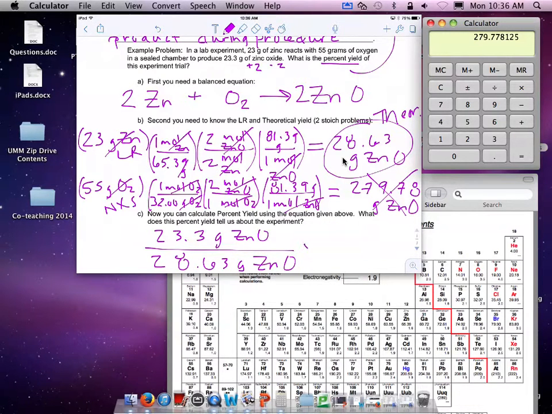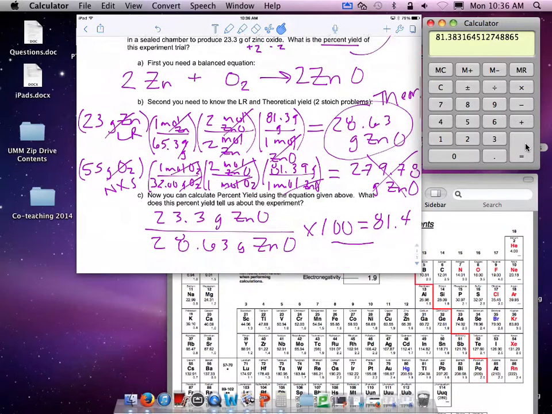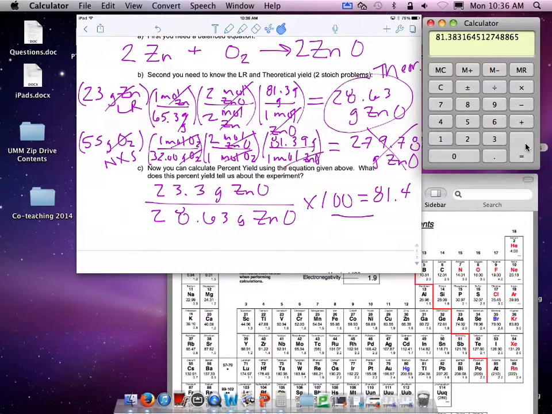It's called percent yield, so we times it by 100. Now I'm ready to get my answer. So now we just got to divide it times by 100. So 23.3 divided by 28.63 times 100, because then that puts it into percent, tells me I got 81.4. Move that over there. Oh, I'm out of room. 81.4%. So yield, percent yield, label it percent yield.